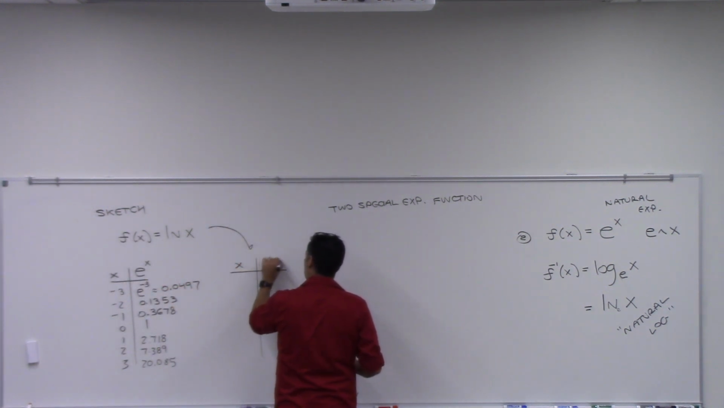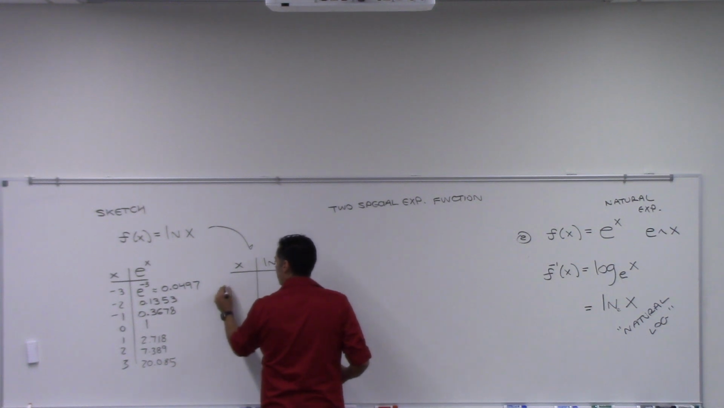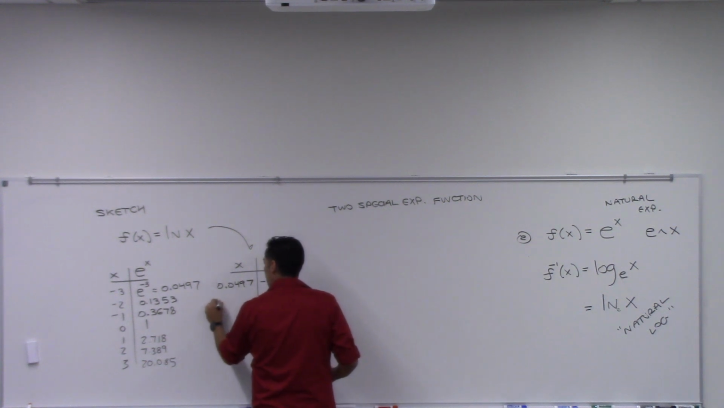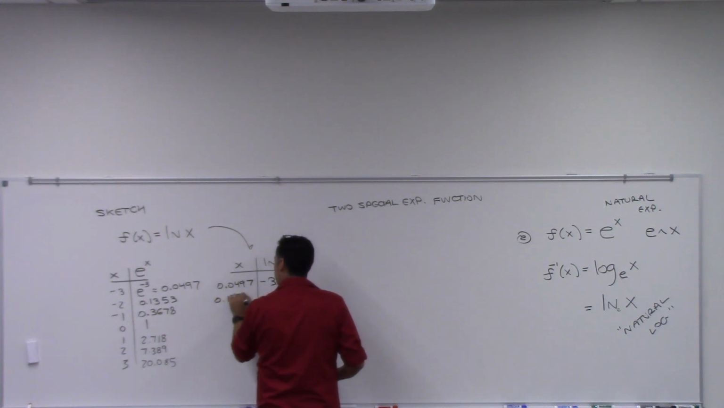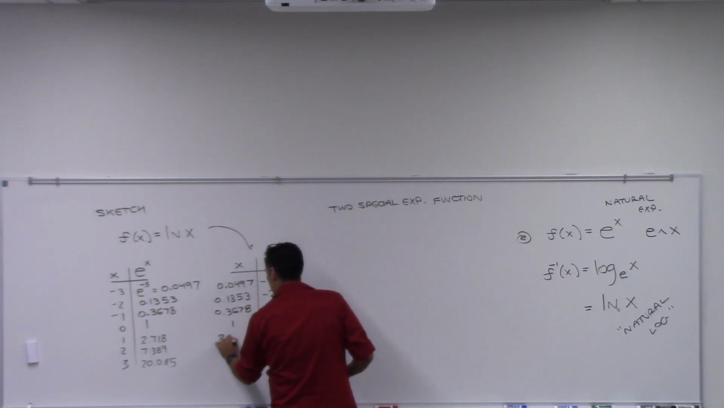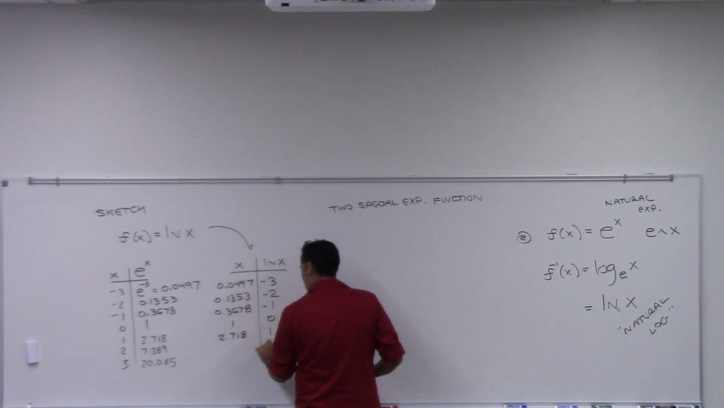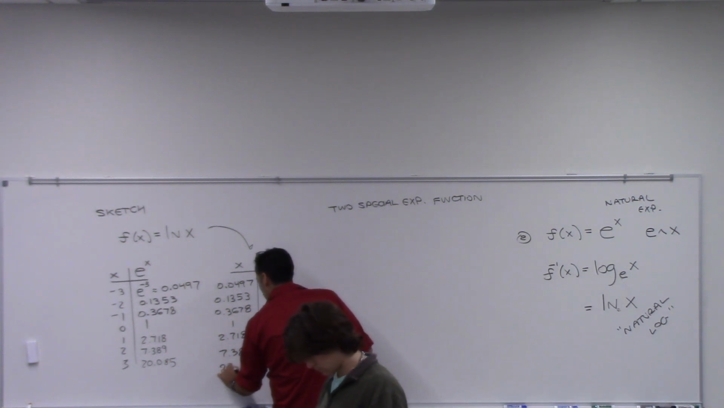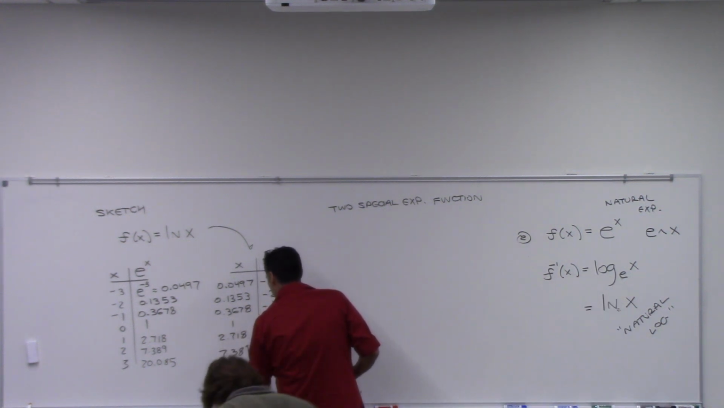So if I want this, here's x, here's natural log x, I know that when I plug in 0.0497, I get negative 3. When I plug in 0.1353, I get negative 2. When I plug in 0.3678, I get negative 1. When I plug in 1, I get 0. When I plug in 2.718, I get 1. 7.389, I get 2. And finally, 20.085, I get 3.